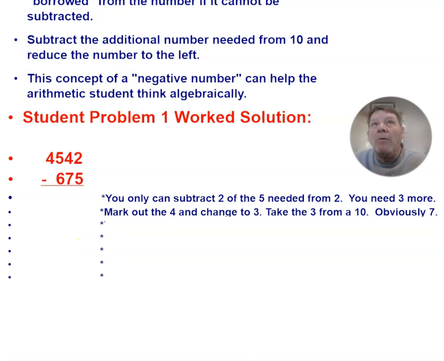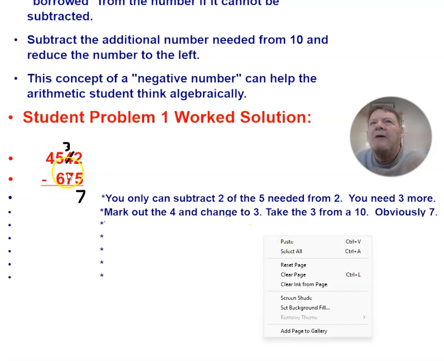So I borrow. When I borrow, I still have to mark, and I'm sure that young student would still mark this when they first started, although the older ones do not. And I subtract like this, and I do not. So I needed 3 more, which means the 3 comes from that 10 mentally. So you've got a 7.